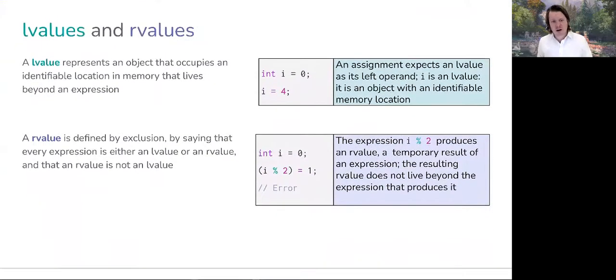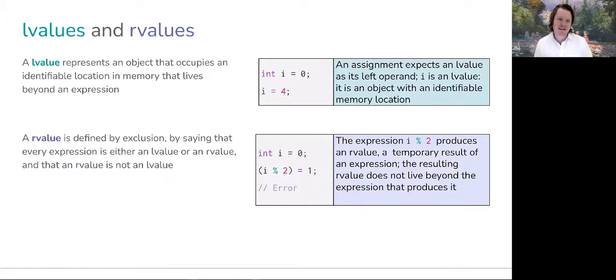So, lvalues and rvalues. An lvalue represents an object that occupies an identifiable location in memory that lives beyond an expression. If we look at the example on the right, i is a name for an integer object initialized with 0. Then we see the statement i = 4. An assignment expects an lvalue as its left operand. i is an lvalue because it is an object with an identifiable location in memory.